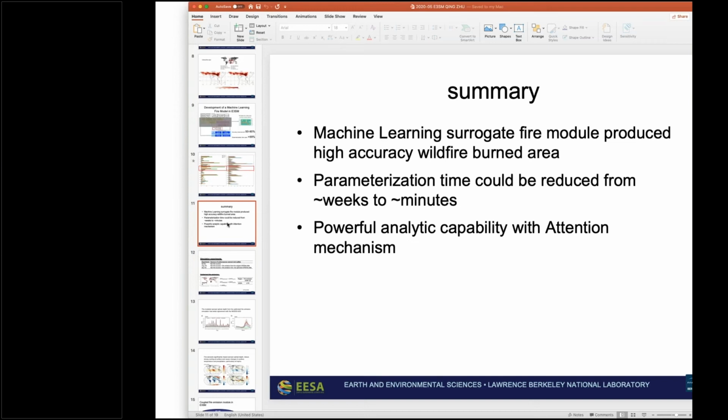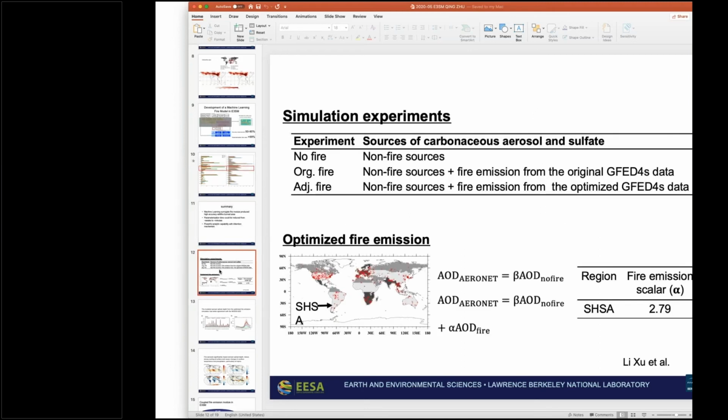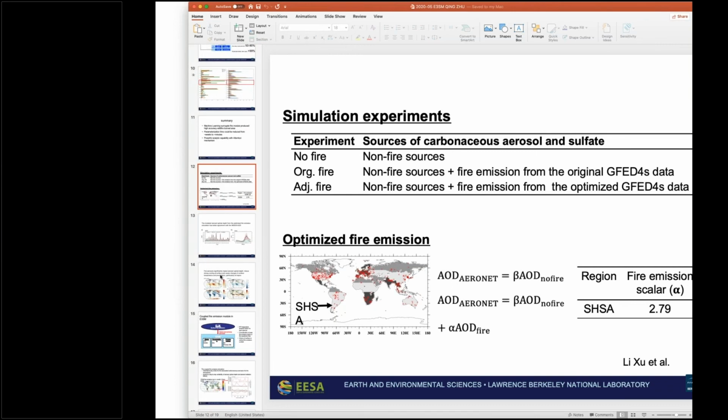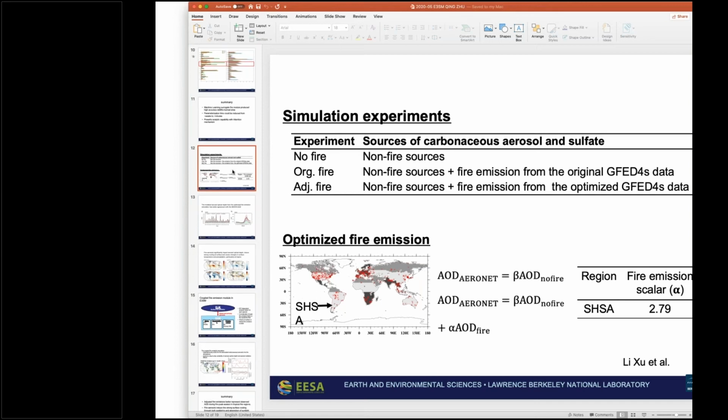So for the first part, we summarize that the machine learning surrogate fire model really produced high frequency, but more importantly, high accuracy wildfire simulation results. More importantly, the parameterization is very fast, so that we can keep this fire module tuned along with any changes in the land surface model. And also it has the analytic capability, so that for each particular event, we know the underlying controlling factor that caused this fire event.